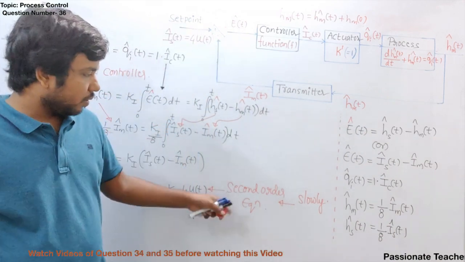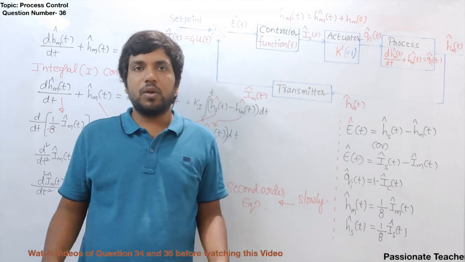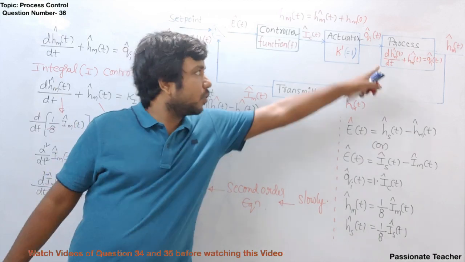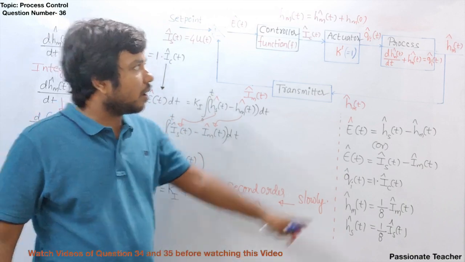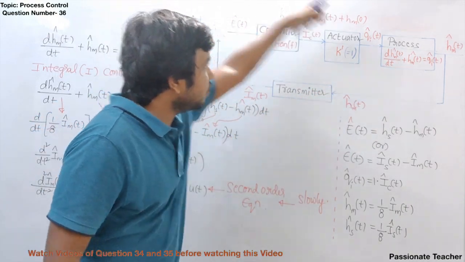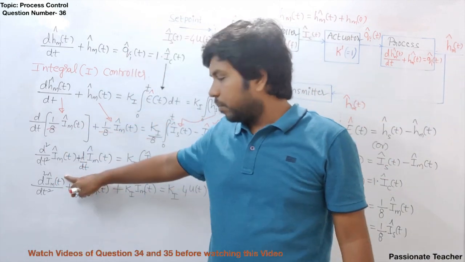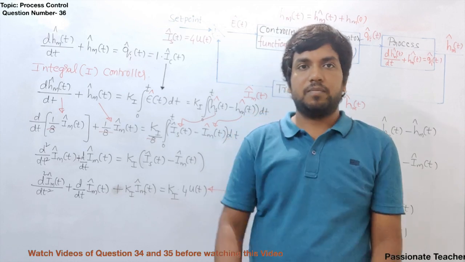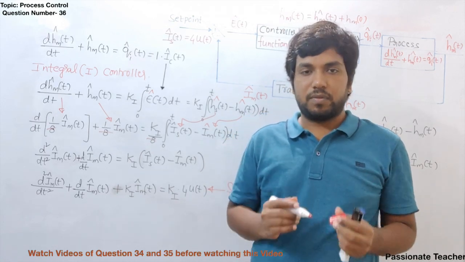Clear? Because in the proportional controller we got the differential equation as first order, we don't have any problem, because the order of the process and the order of the whole system are both the same. But here the order of the process is first order. But when you look at the whole control system, the order of this Hm of t or Im of t is second order, right? So that means it takes a lot of time to get the desired responses.